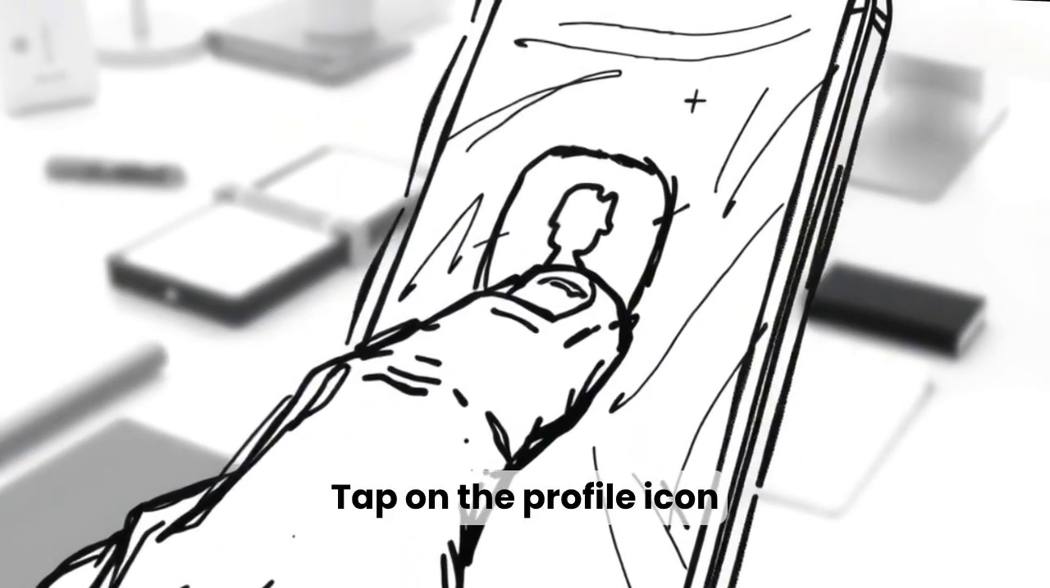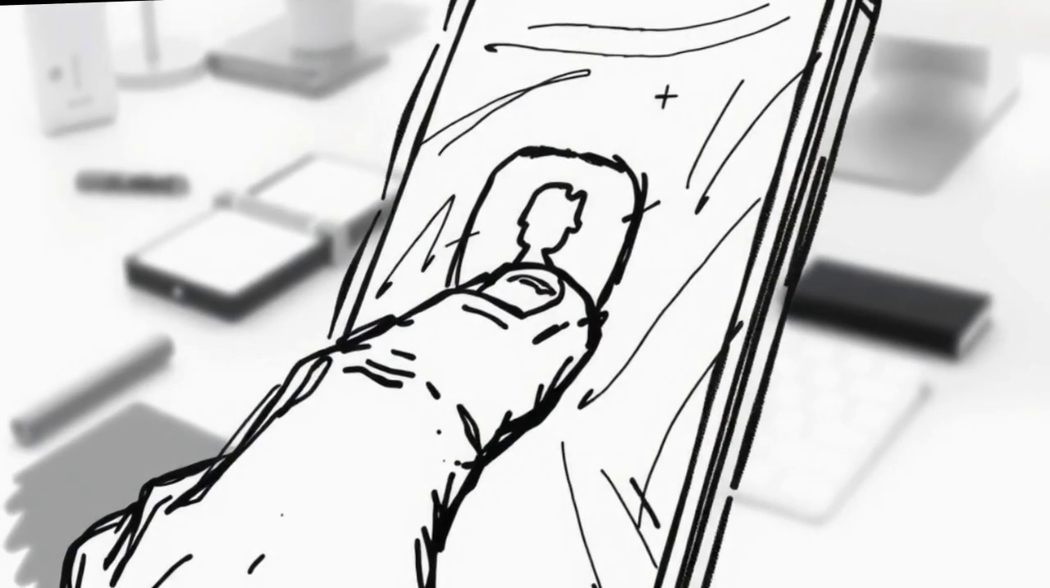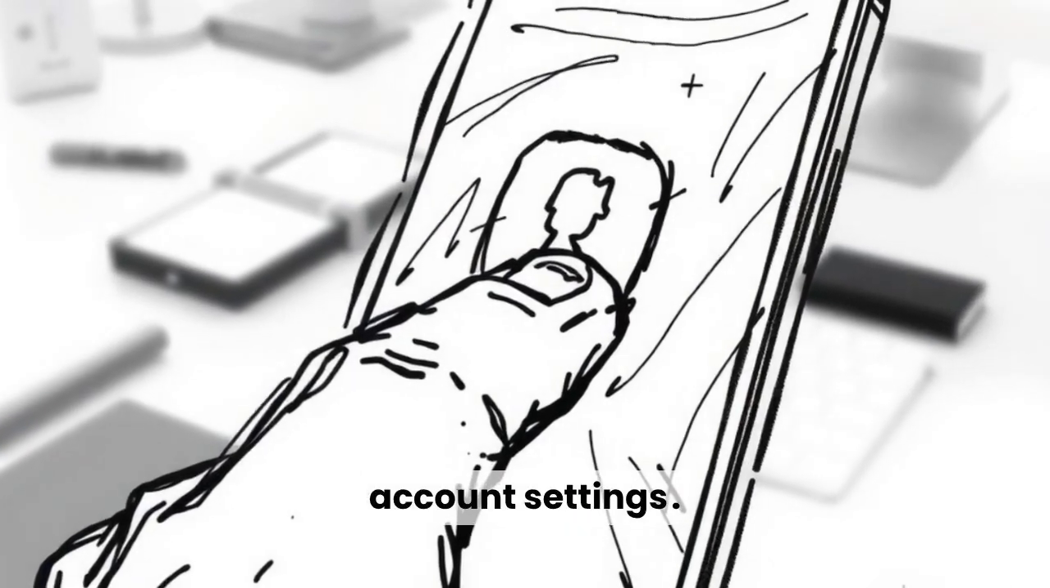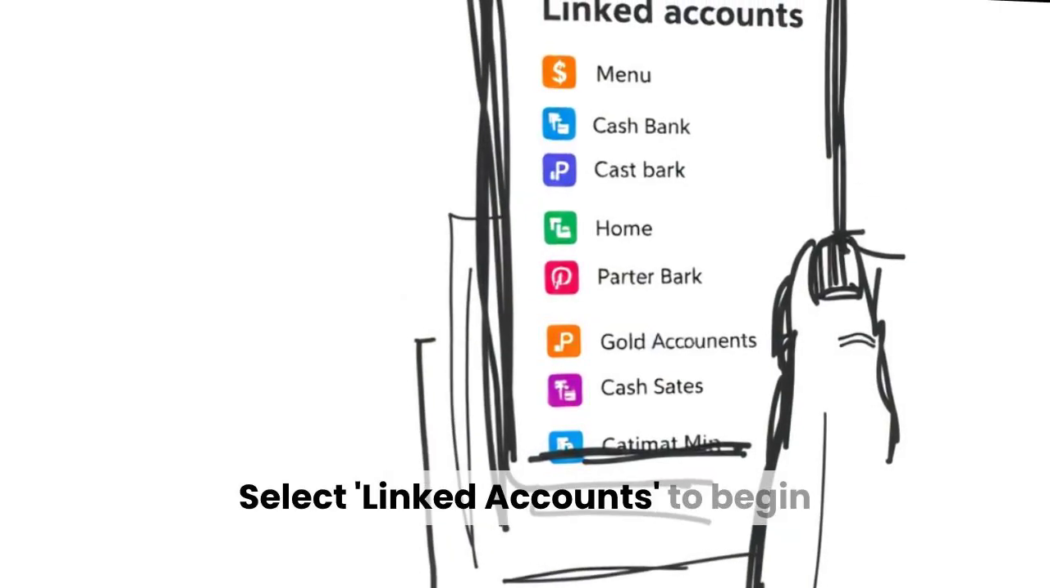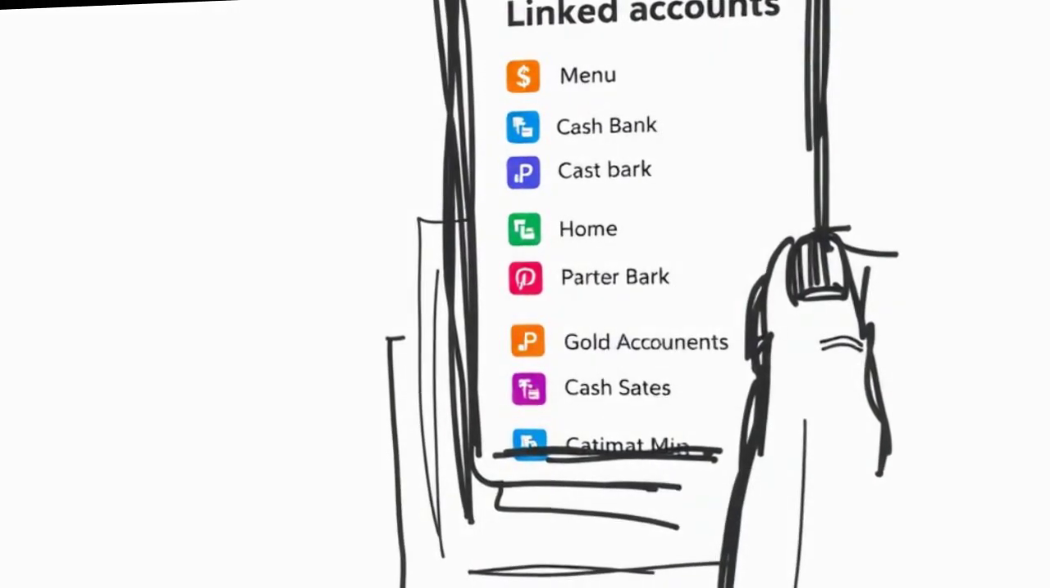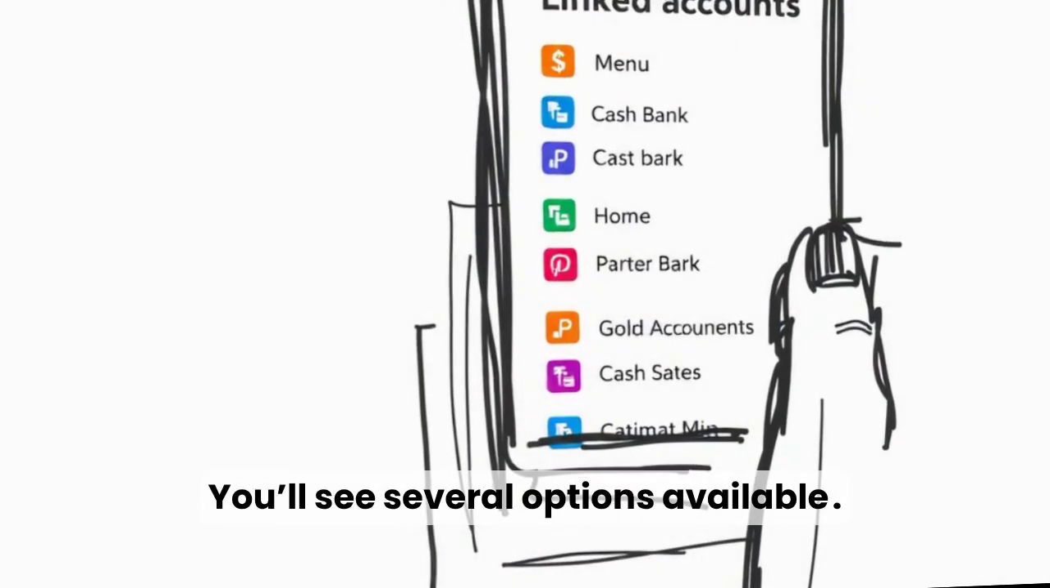Tap on the profile icon located at the top left corner. This is your gateway to account settings. Select linked accounts to begin adding your bank account. You'll see several options available.